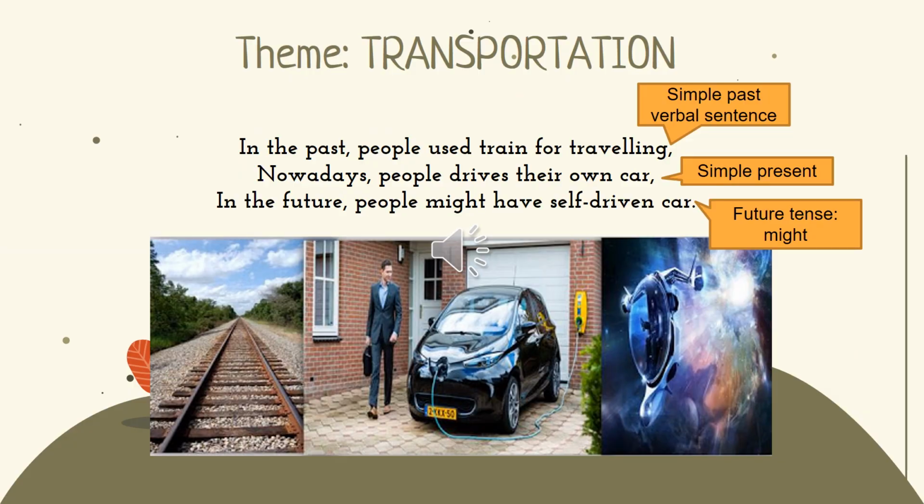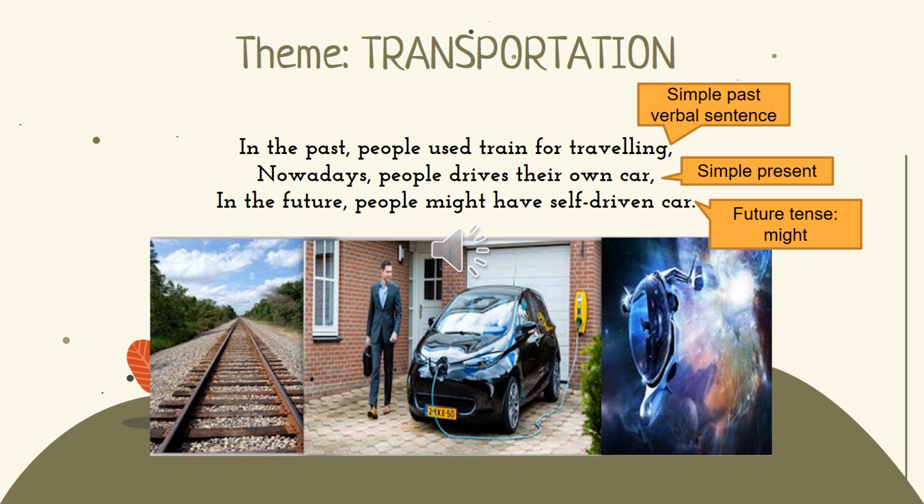Now let's move on. After you have learned those 3 tenses, past, present, and future, you have to combine those sentences into one passage that shows a time contrast. Here, the theme is about transportation. The first sentence is using past tense: in the past, people used trains for traveling.